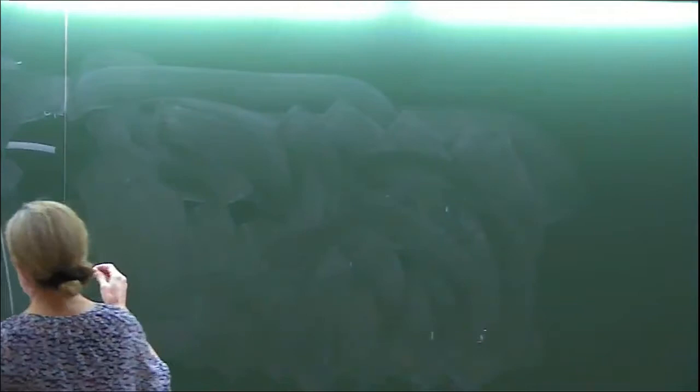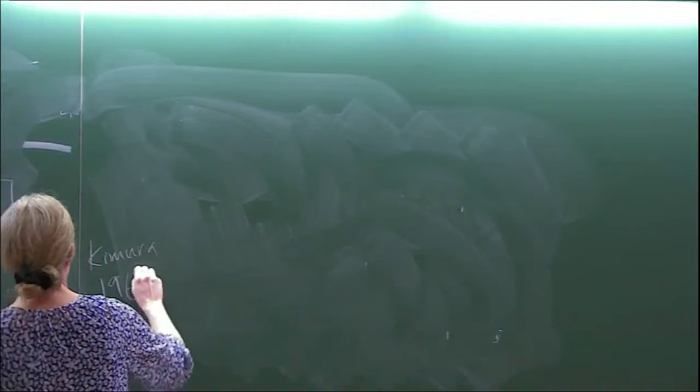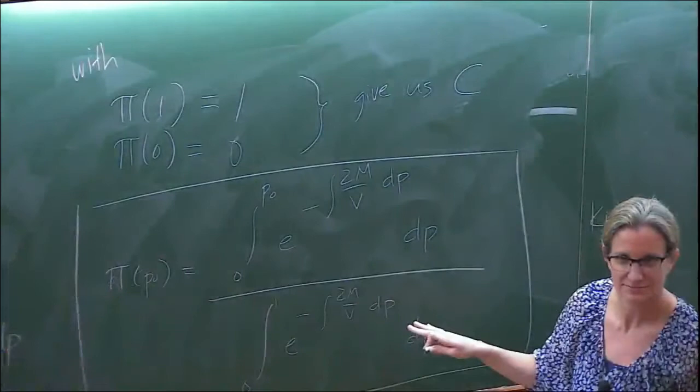Okay, processing. This looks nasty. Let me give credit where credit is due. Kimura, 1962. This whole thing down here, that's just the constant. Well, it's 1 over the constant. This is the same result that we had over there.